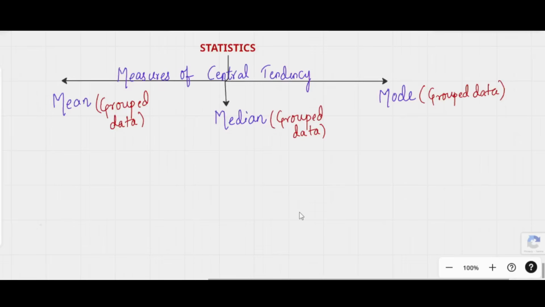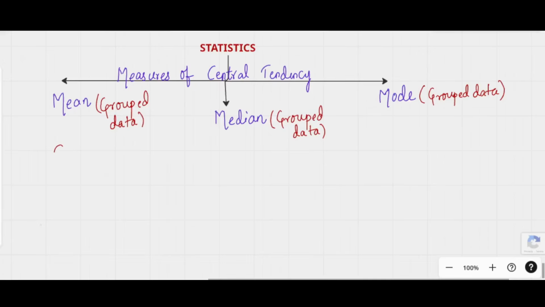Right. So statistics is all about the collection of data. Okay, we have a lot of data, and how to interpret it, how to solve it is all about the chapter statistics. So we have three measures of central tendency here. They are mean, median and mode. Before going to the formula and how to solve them, you have to know about the two types of data. Those are grouped data and ungrouped data.